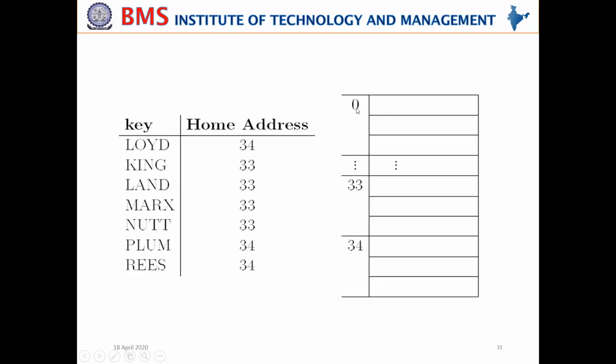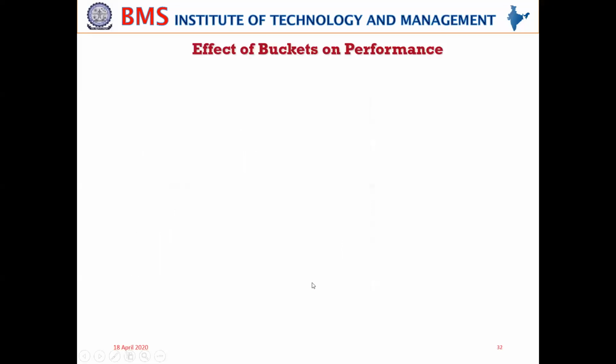This is the 0th bucket, and the capacity of this bucket is 3. Similarly, the second bucket's capacity is also 3. The third bucket, the fourth bucket, all the buckets can hold 3 records, and each bucket will have a unique address like this. Now, the effect of buckets on the performance.